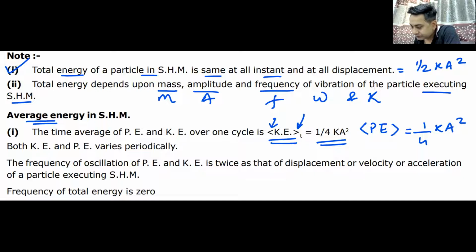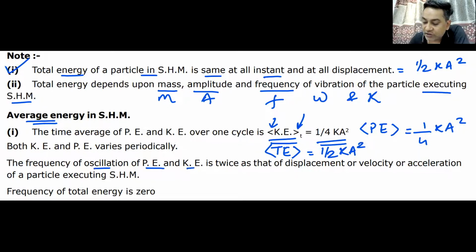Yes, sir. And the total energy remains the same. So the average of total energy will be the same as the total energy, that is half k a square. The average of total energy remains constant, so it will be the same as the original value, half k a square. The frequency of oscillation of potential energy and kinetic energy is twice. The frequency of total energy is zero because total energy does not change.